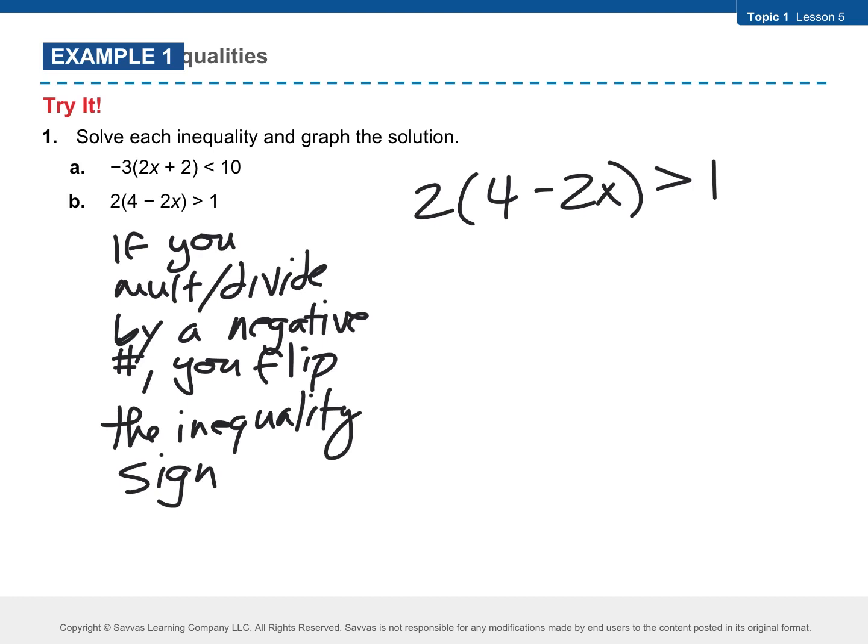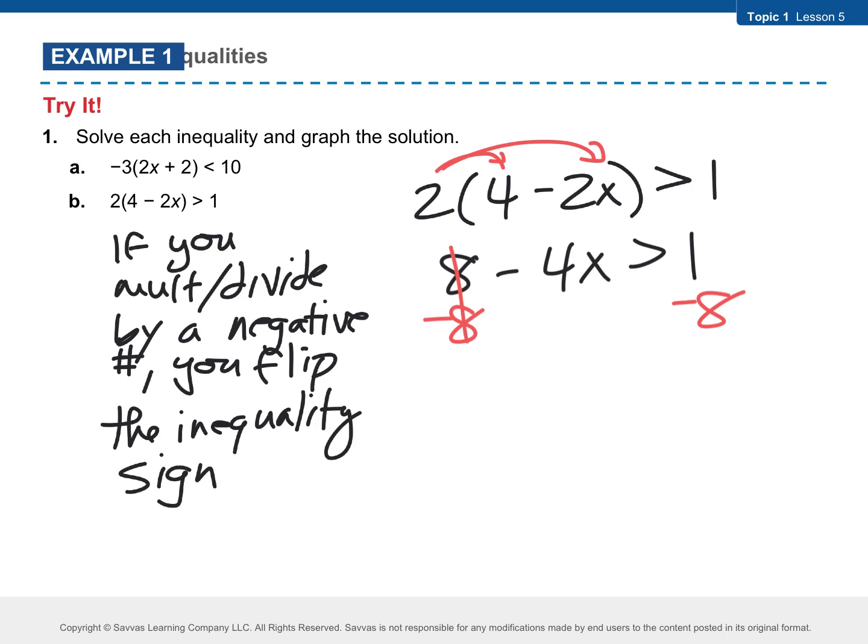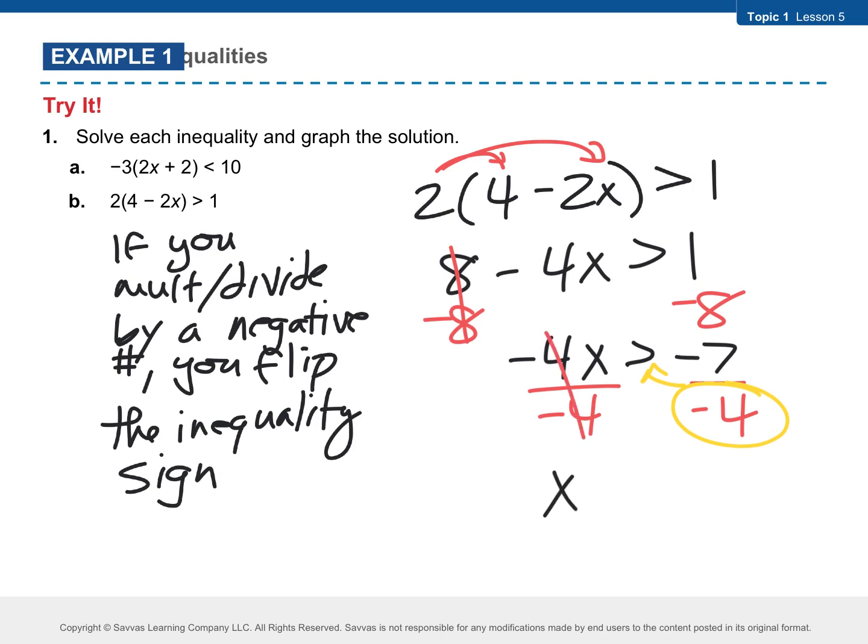So we're going to work this one out. So we distribute. It's going to give us 8 minus 4x is greater than 1. Then subtract 8 from both sides. So I get negative 4x is greater than negative 7. Now I'm going to divide by negative 4. Since I'm dividing by a negative 4 here, then that means I've got to flip my inequality symbol. So these cancel. Got x. Now I flip my inequality symbol. And then I have negative 7 over negative 4, which would be 7/4.